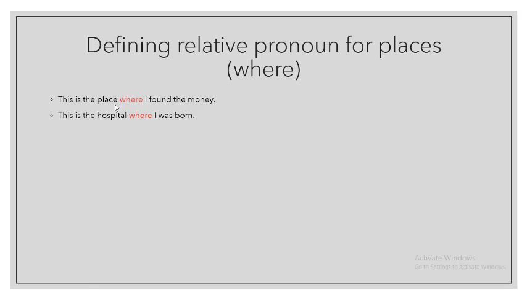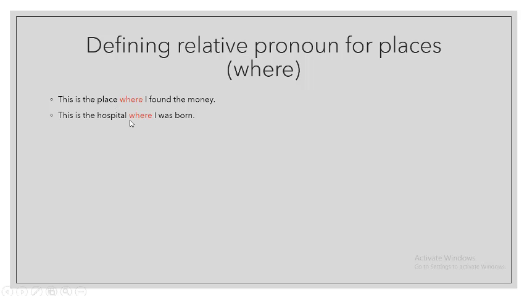Let's see the following defining relative pronoun. This is the place where I found the money. This is the hospital where I was born. So, what do you observe here? We use where, right? And before the word where, what do we see here? Place, right? And also, here in hospital, it's a place. So we use where with places. So before the defining pronoun where, we should see a place, okay? So it's called the defining relative pronoun for places, where.